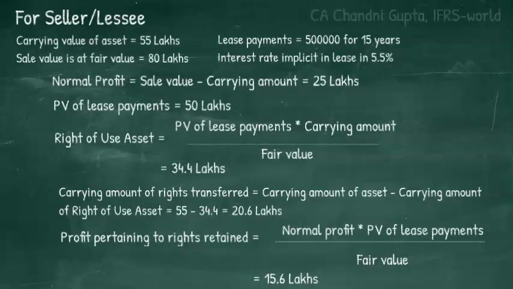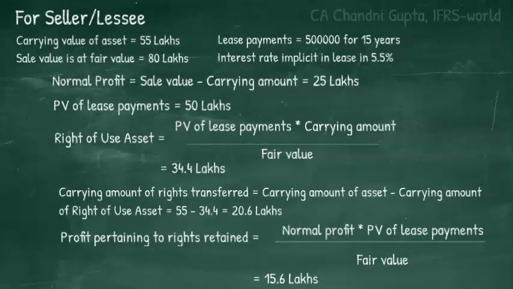However, since the lease arrangement has been agreed for lease payments of 5 lakh rupees for 15 years with an interest rate implicit in the lease of 5.5%. Now when we discount 5 lakh rupees for 15 years at 5.5%, we get a present value of 50 lakh rupees, which represents the fair value of the lease liability on day 0, that is, on the date of transfer.